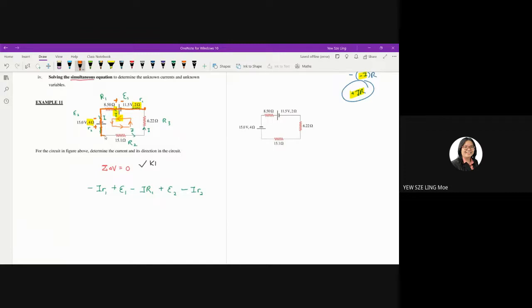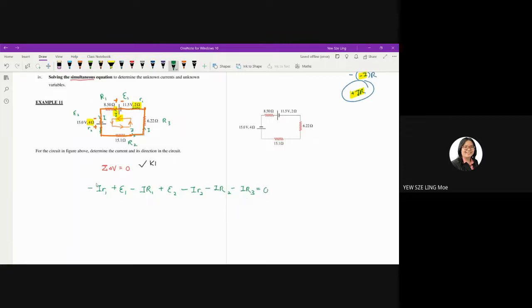So as the current keeps flowing, when it passes through R2, once again, it experiences potential drop. Therefore, minus IR2, and then it keeps flowing and passes through R3. So minus IR3. And at last, it goes back to its original position. So it is equal to 0.